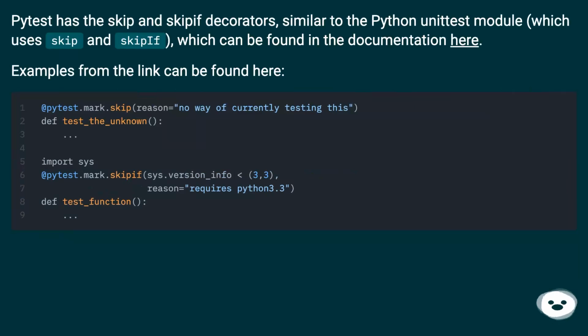Pytest has the skip and skipIf decorators, similar to the Python unittest module, which uses skip and skipIf, which can be found in the documentation here. Examples from the link can be found here.